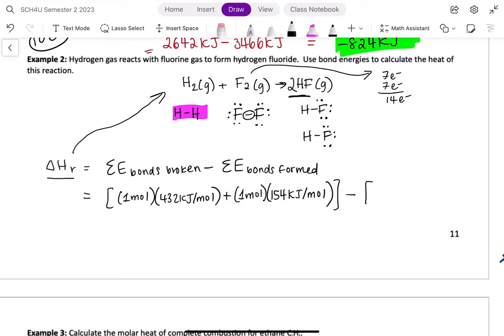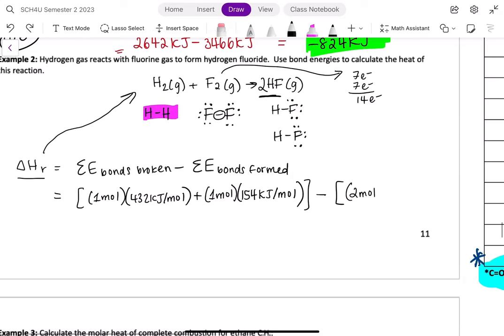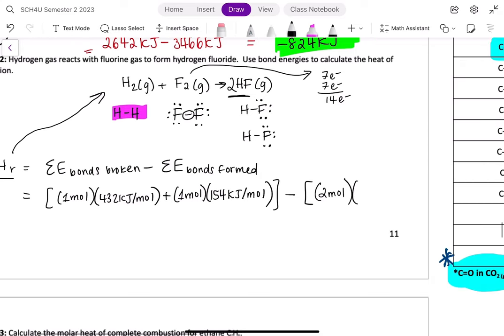minus the bonds formed. So because 2 moles of hydrogen fluoride are produced, I need to take that into account. There are 2 HF bonds that are formed. So that's why here I'm writing 2 times 565 kilojoules per mole.